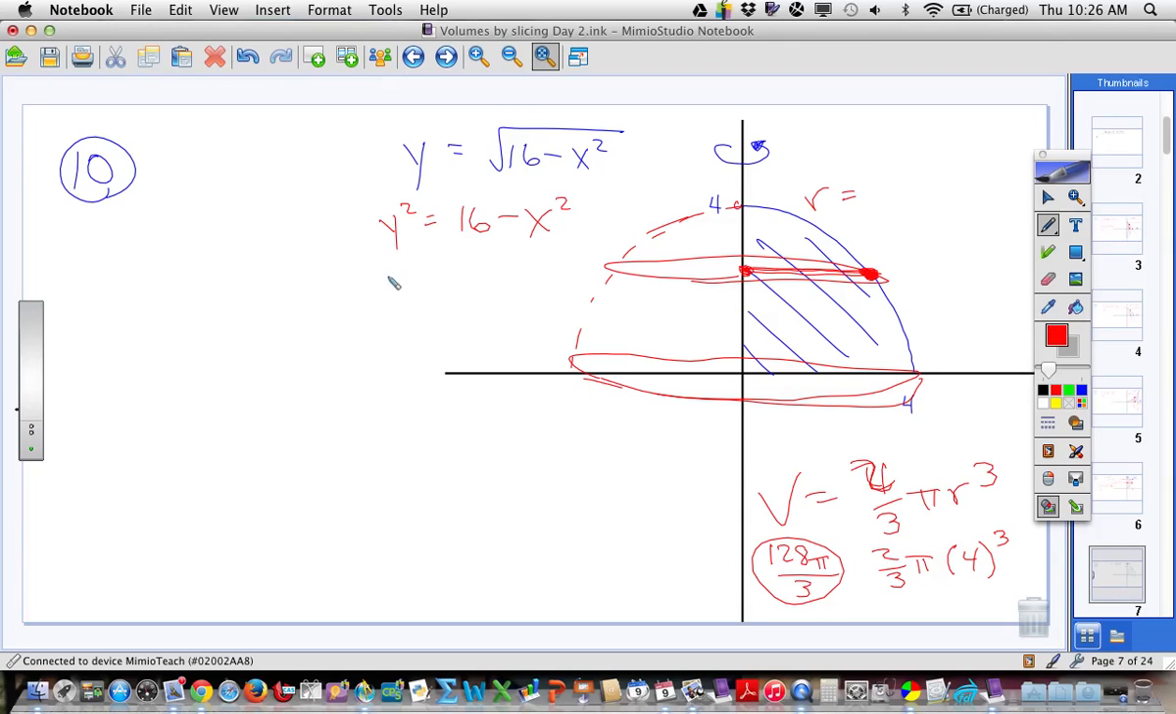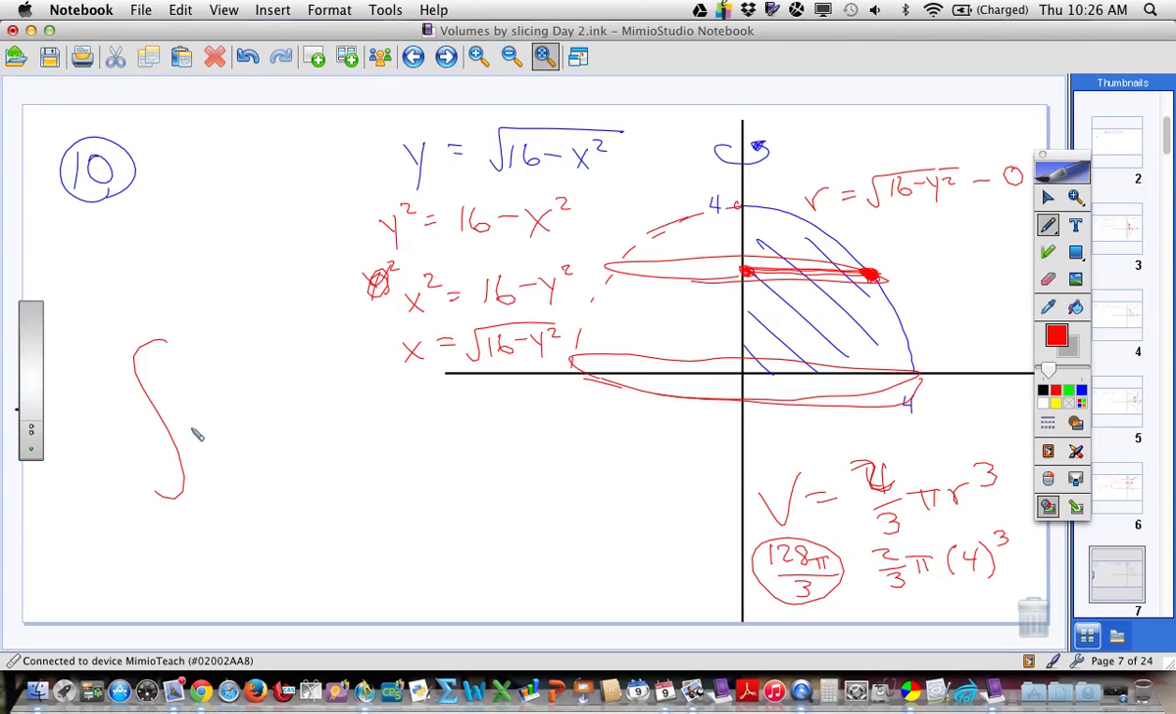We better subtract the 16. It'd be smarter to add the x squared over to here and subtract the y squared, and then square root. Oh, we get basically the same thing, okay? Makes sense because of that symmetry. So my right x-coordinate is square root of 16 minus y squared minus my left x-coordinate, which is 0.